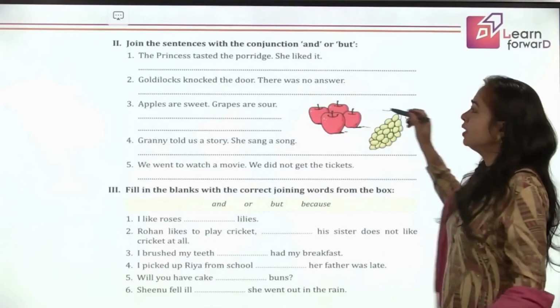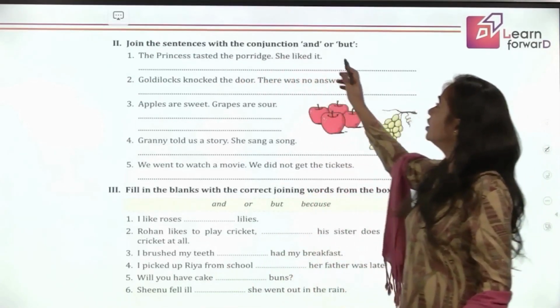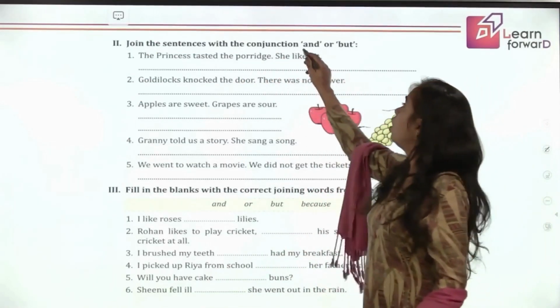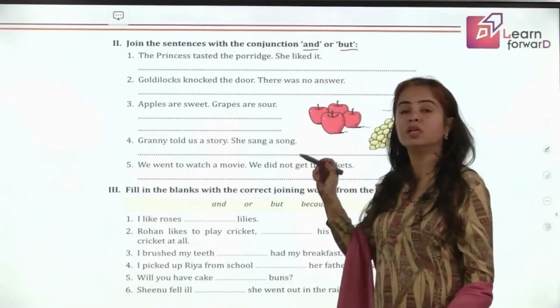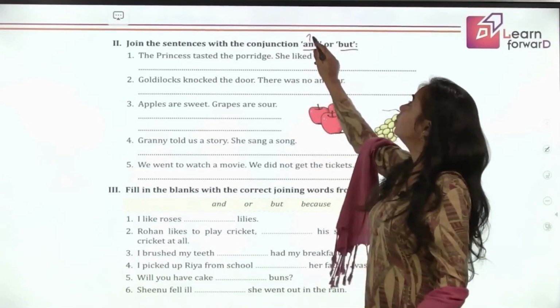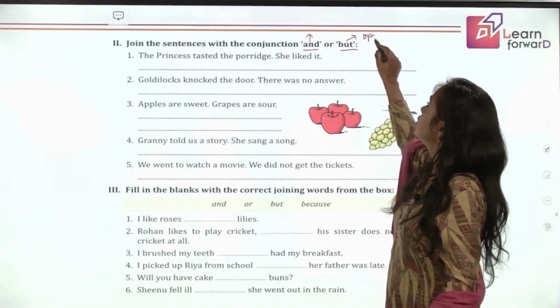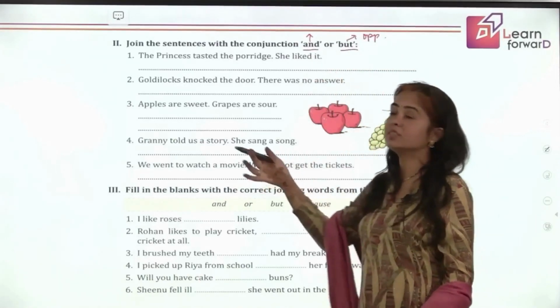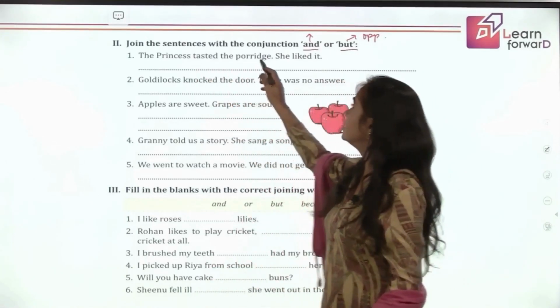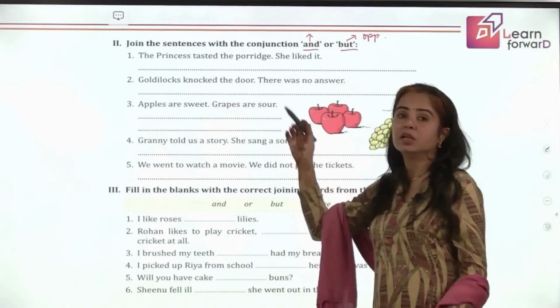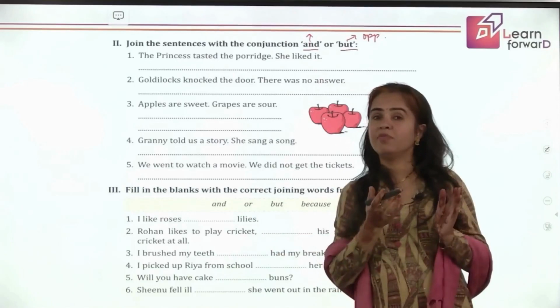So let's do another exercise. Join the sentences with the conjunction and or but. You have to use only two. So and means both together and but means opposite. So just remember this. Let's see what is there in these. The princess tasted the porridge. She liked it. So both the things are going in the same way.